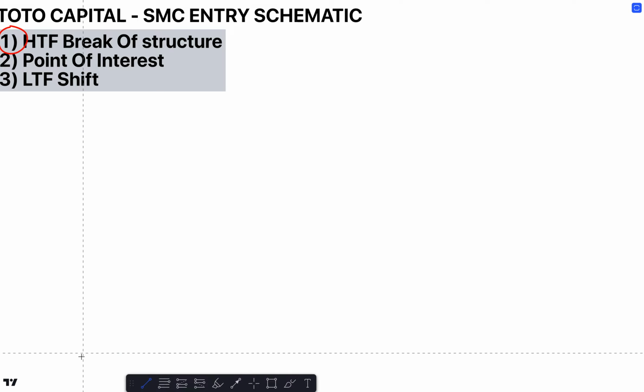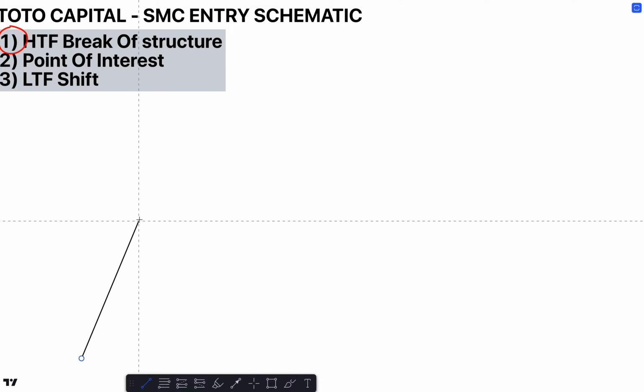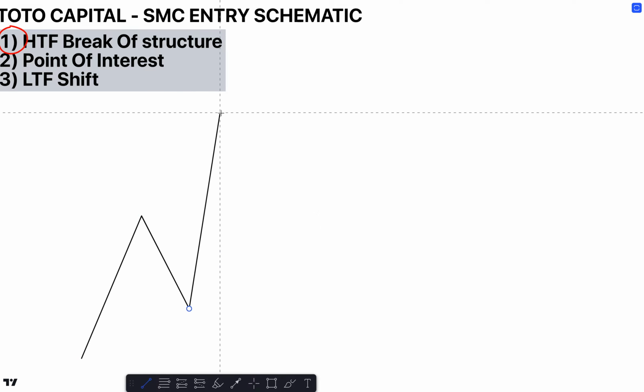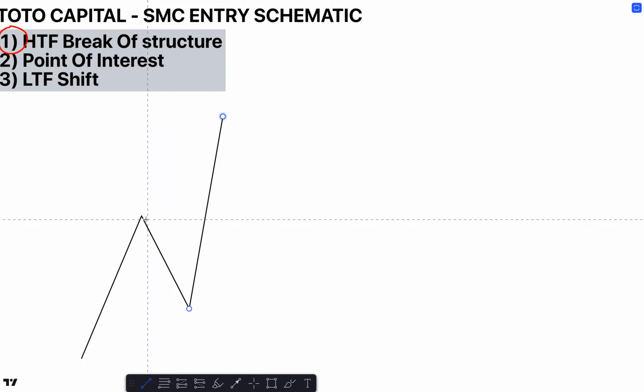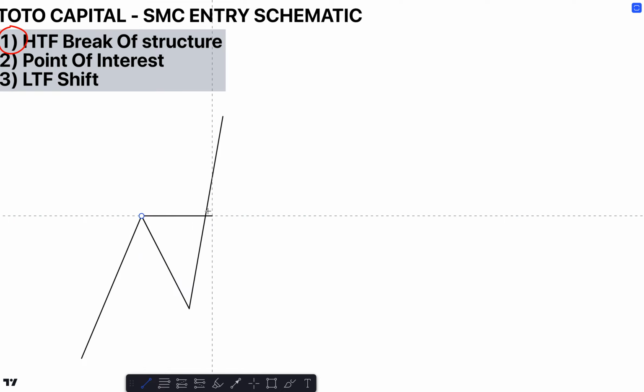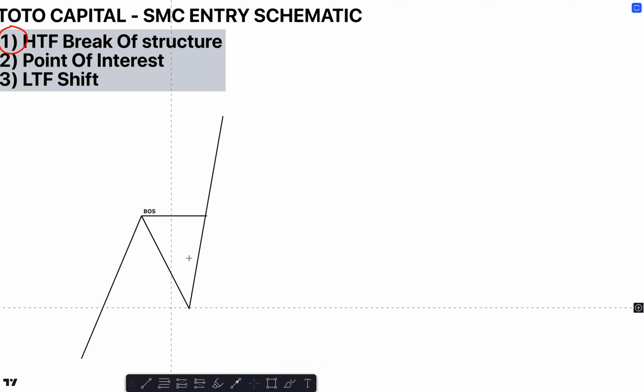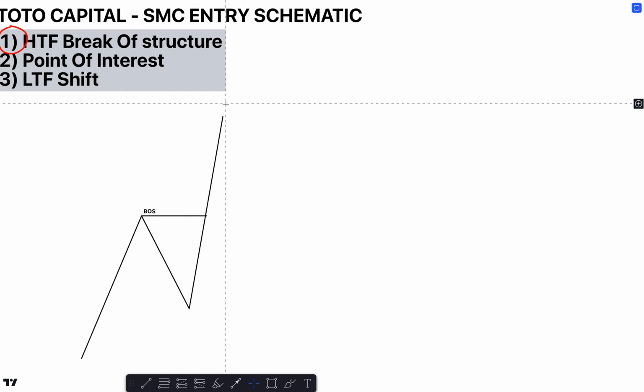Okay, so how do we identify this? If we have a push to the upside, followed by a pullback, followed by a strong push to the upside, we've broke structure to the upside here, and therefore this is our higher time frame break of structure. We can mark that on by a BOS, a boss to the upside. We've broke structure to the upside. Therefore, we're looking for a long bias.